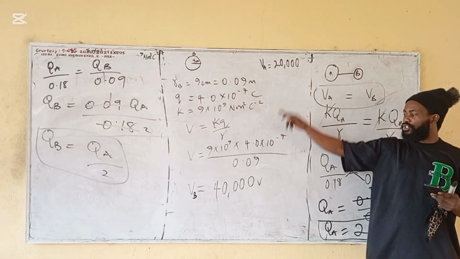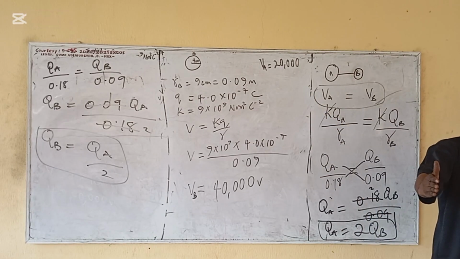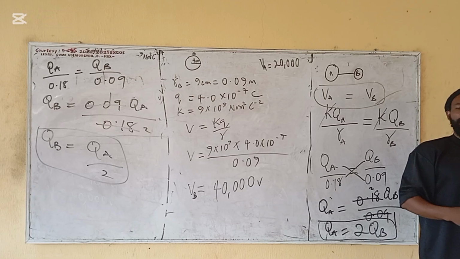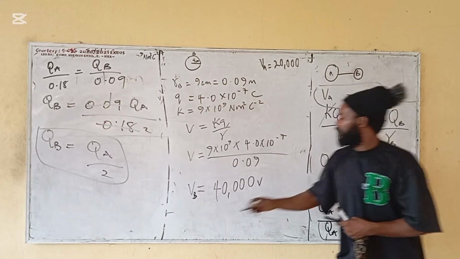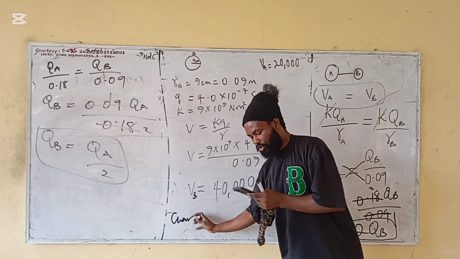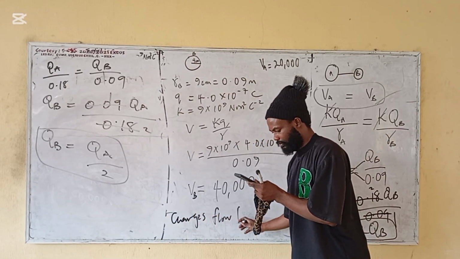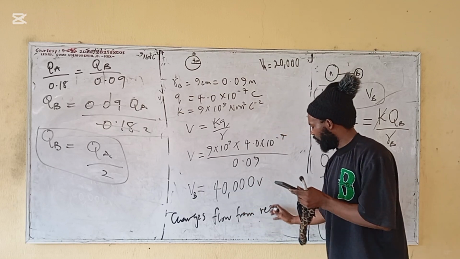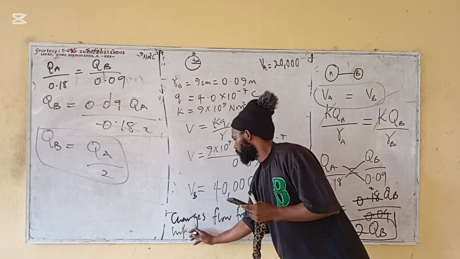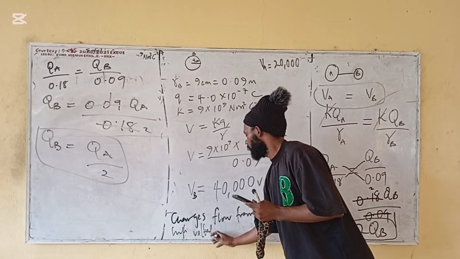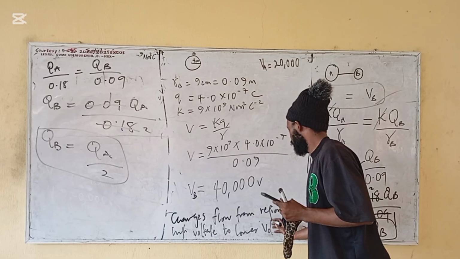Charges flow from a region of higher potential to lower potential until they establish equilibrium. They will not be equal. Please write it down so that you remember it. Part D: charges flow from a region of high voltage to lower voltage.